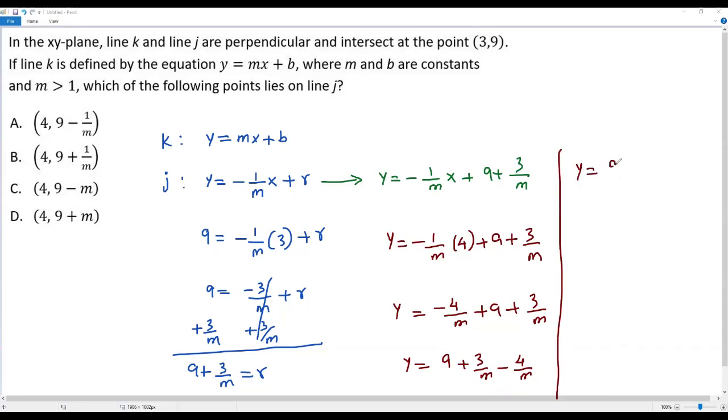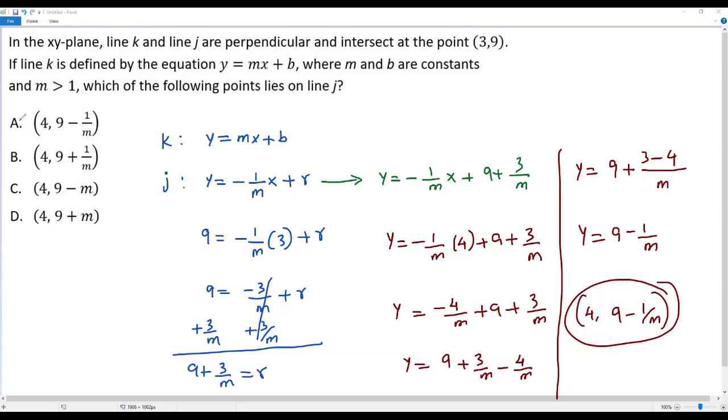Okay, let me continue over here. y equals 9. Now we subtract two fractions with the same denominator m. So we can take m as a common denominator, and we can write 3 minus 4, y equals 9. When I simplify this 3 minus 4, I'm getting negative 1, that is negative 1 over m. So when I plug in the x coordinate 4 for x, I'm getting y equals 9 minus 1 over m. So the point we have on line J is (4, 9 minus 1 over m), and we find this point in answer choice A. So this is a point that lies on J. The correct answer choice for this question is A.